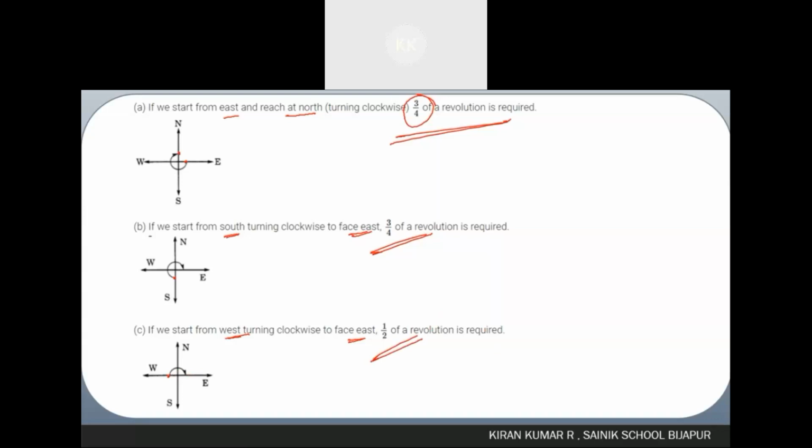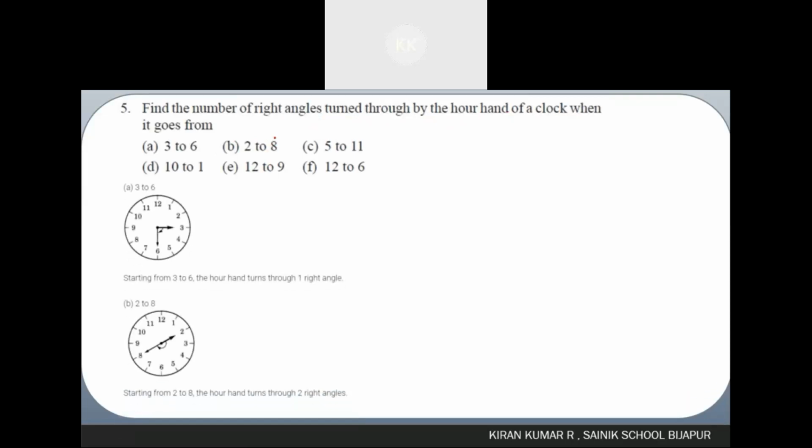Let's look at question number 5. Find the number of right angles turned through by the hour hand of a clock when it goes from. There are 6 sub questions here. Let's see one by one. Starting from 3 to 6, the hour hand turns through one right angle. It makes 90 degrees.